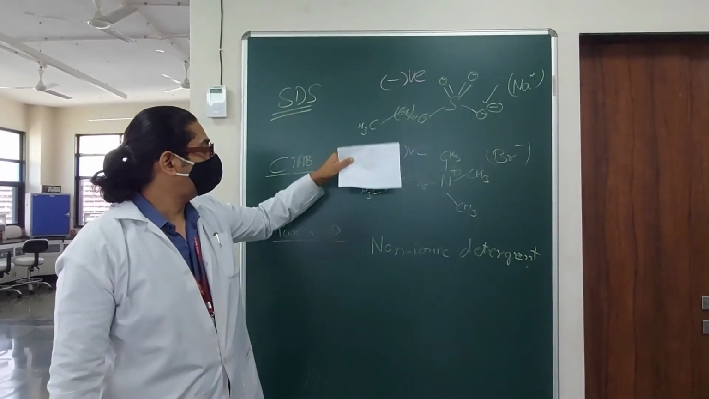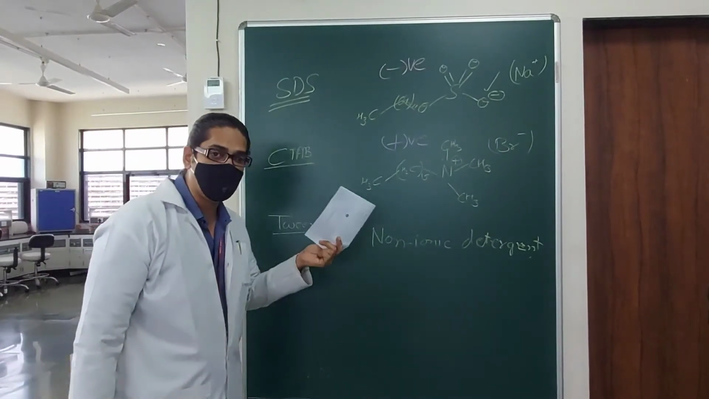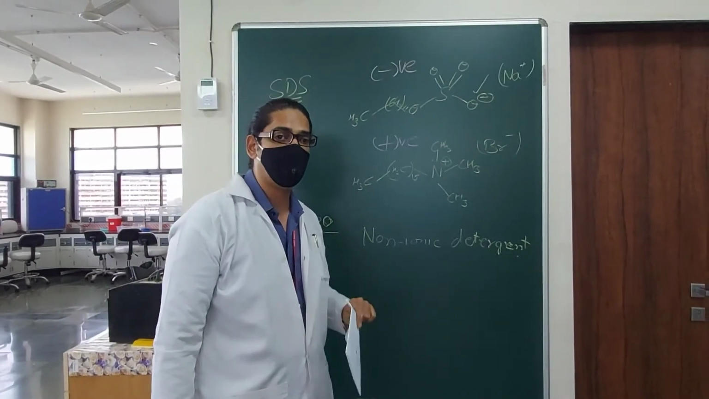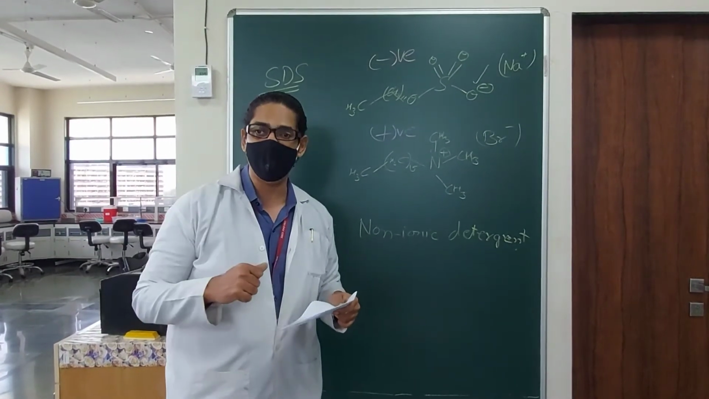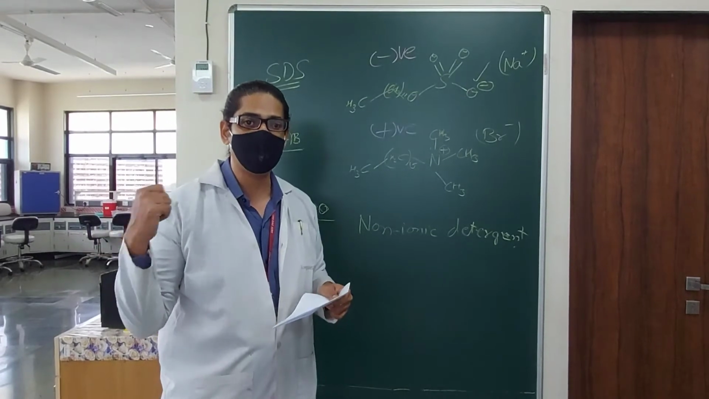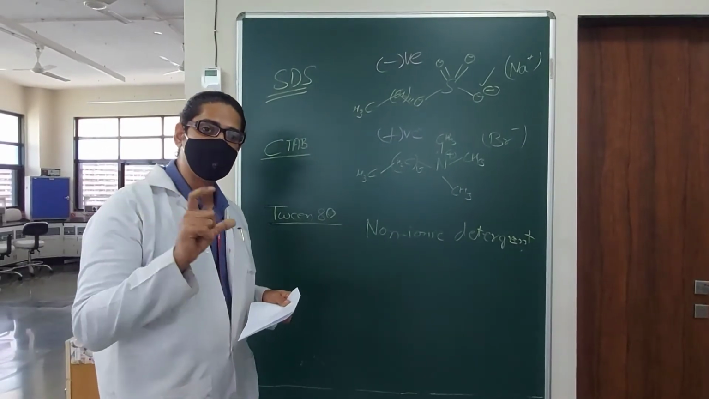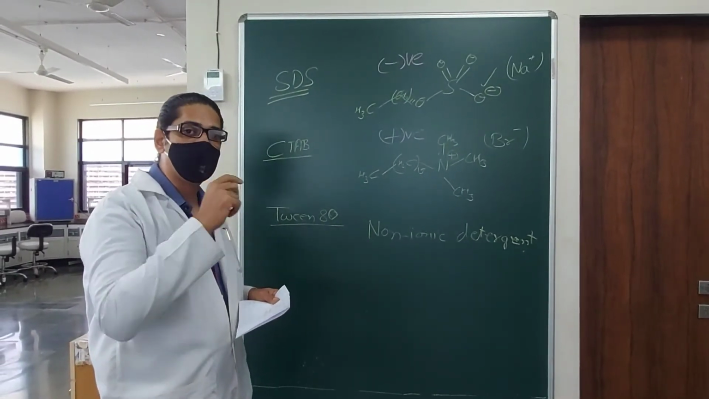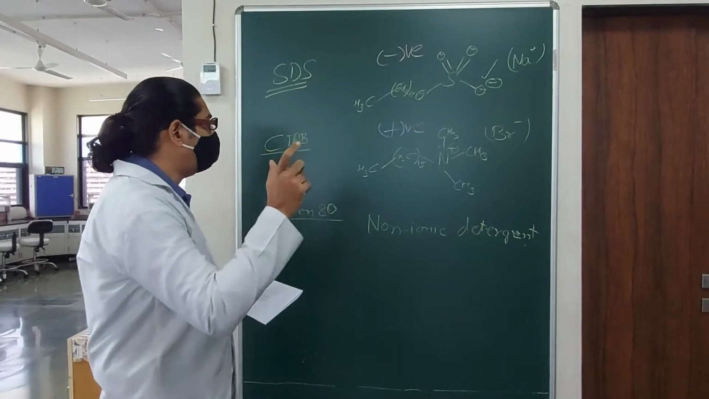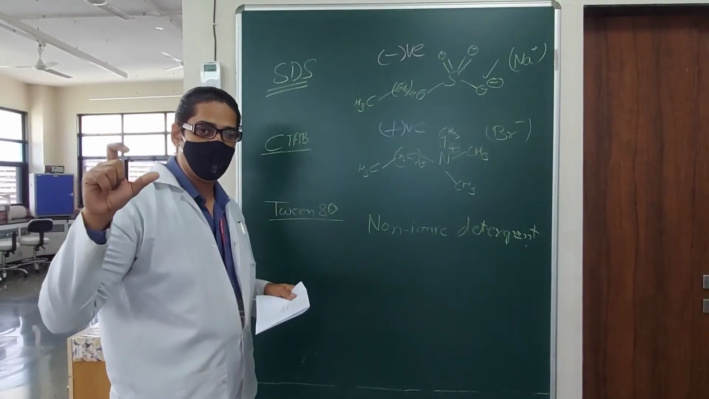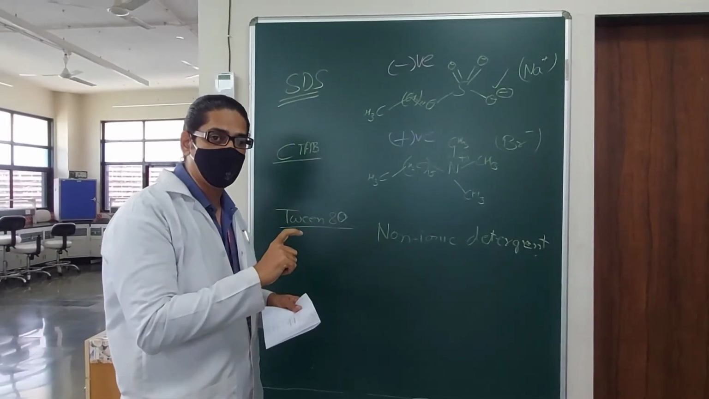So we have SDS, CTAB, and Tween 80. Right, these are the three detergents for which we will be studying the effect of ions: positively charged, negatively charged, and the non-ionic detergent. Now what kind of ions are we going to study? We are going to study different kinds of ions, and also the change in the polarity of the solvent by using hydrophobic solvent maybe. Okay, so now let's see, if you change the polarity, how does the CMC change?